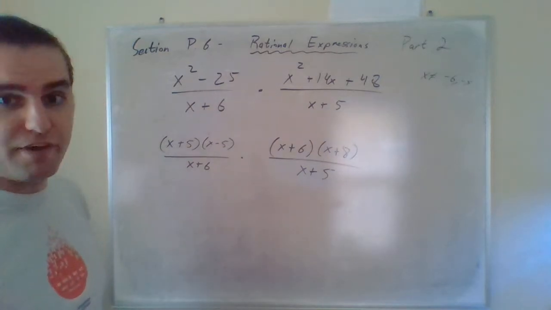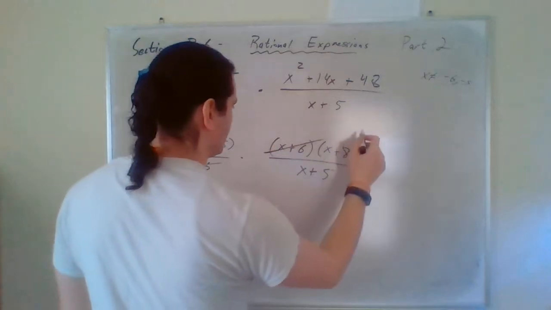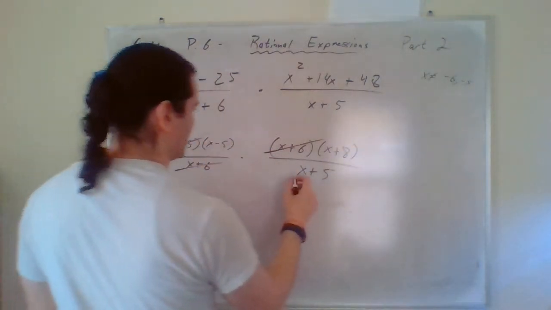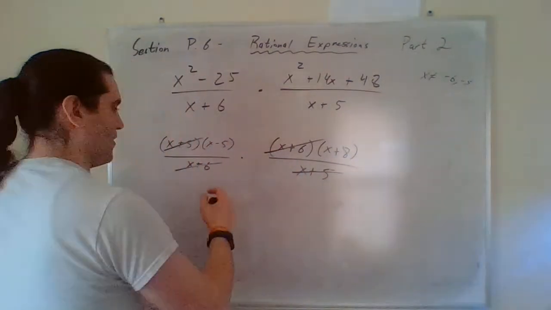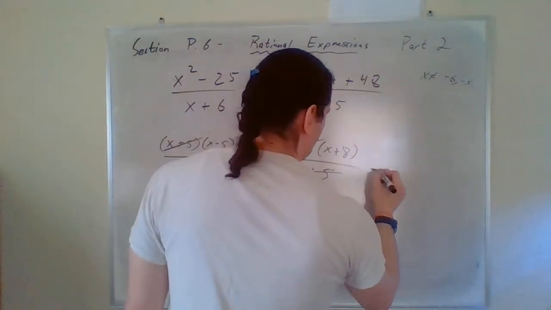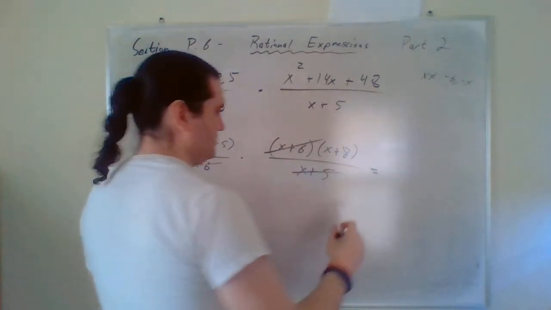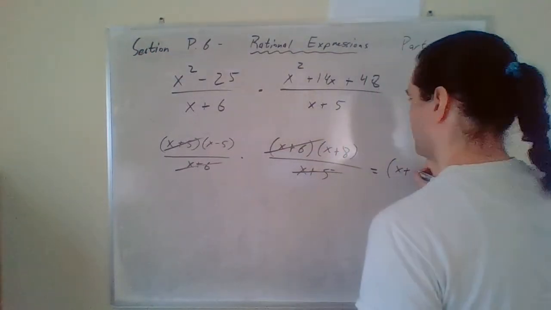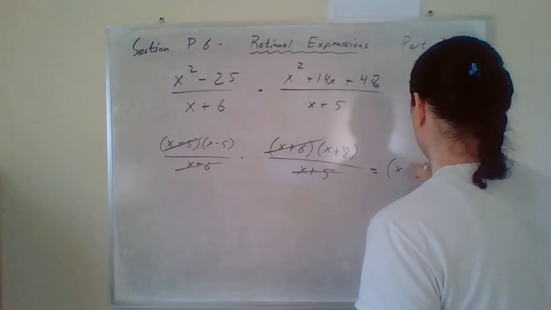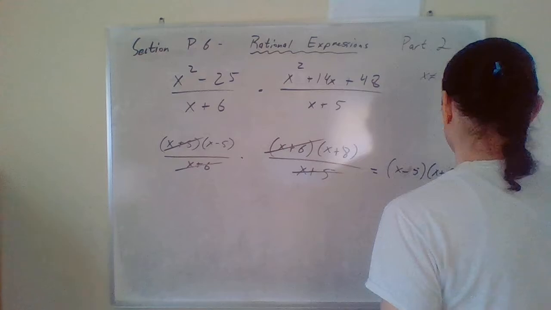So with this all factored all nicely, hopefully it's pretty clear that we can cancel these x plus 6 terms. We can cancel the x plus 5 terms. And now all that's left is an x minus 5 and an x plus 8. And honestly, I think you could just leave it like that if you wanted to. X minus 5, not plus 5. X minus 5 and x plus 8.